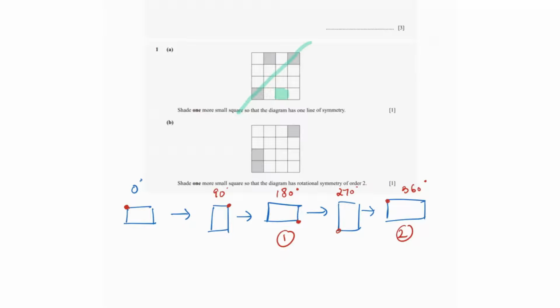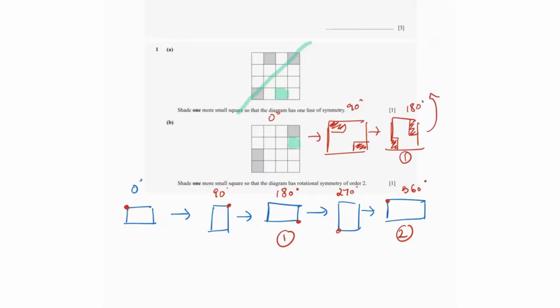So now over here, shade one more small square so that the diagram has a rotational symmetry of order 2. So if we shade this square, let's say, okay, so this is at 0 degrees. At 90 degrees, the shaded squares are going to come over here and these two are going to come over here. This is 90. Then again, now this shaded square over here is going to be over here. That's 180. So 1 is already over here. We have reached the original form.